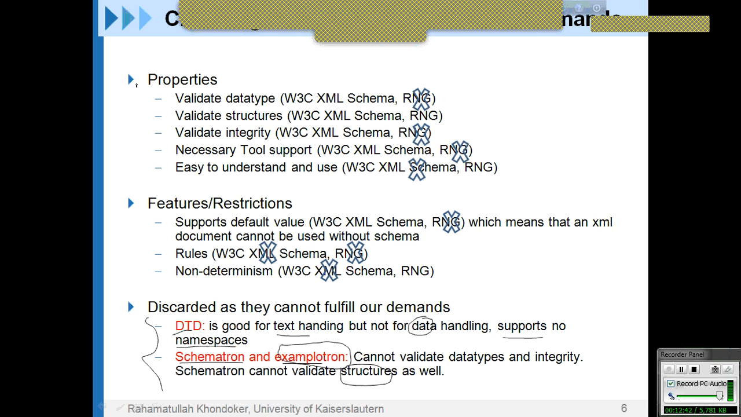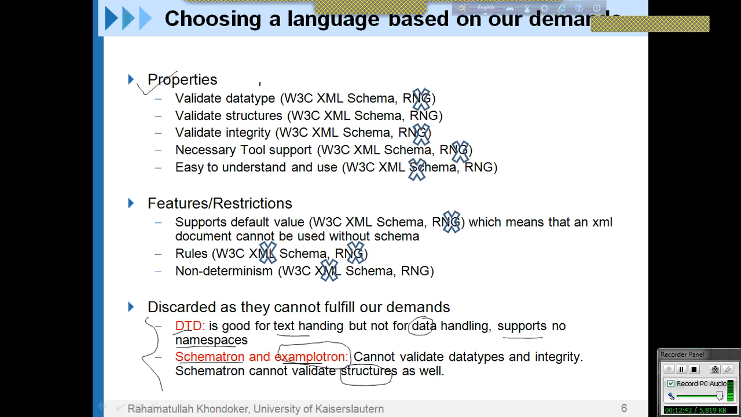Now, if you take a look at the properties of the two languages, W3C XML Schema and RNG, you see that W3C XML Schema can validate data, structure, integrity, and it has a lot of good support. Moreover, if you take a look at the RNG, RELAX NG, then you see that it can validate structures.